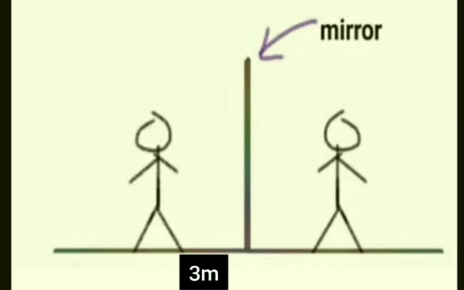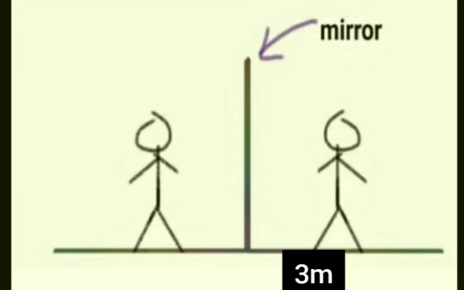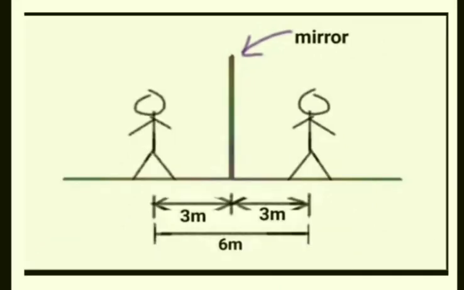Yes, it will be 3 meters because 1 meter he has already covered. So what will be the distance of the image from the mirror? That will also be 3 meters. So what would be the distance between David and his image? It will be 3 meters plus 3 meters, so 6 meters. So 6 is the correct answer.